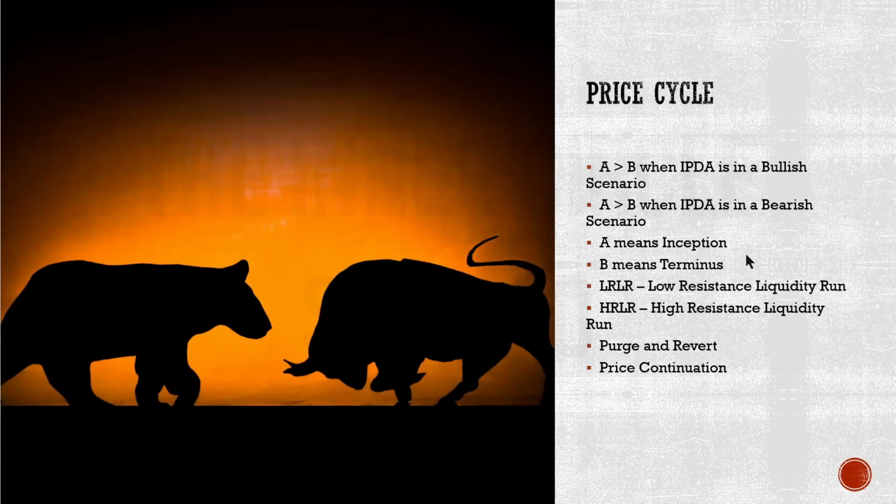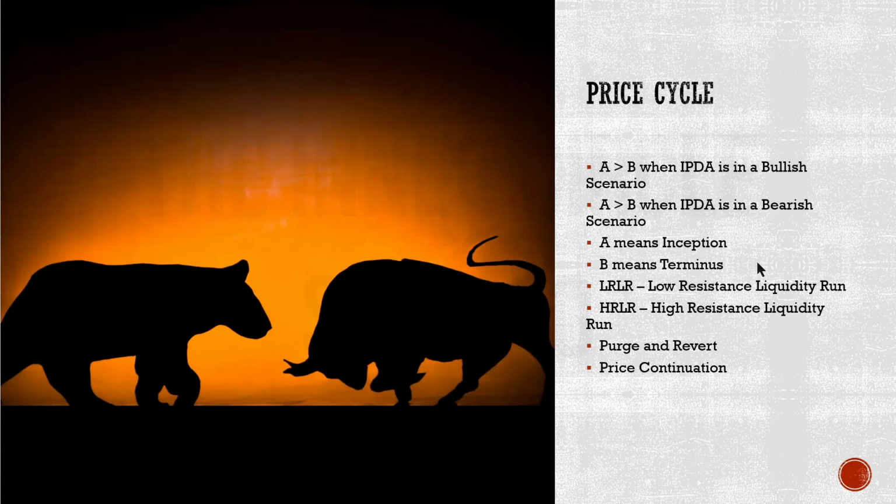For the price cycle, we will discuss how a price moves from A to B when IPDA, the interbank price delivery algorithm, is in a bullish scenario where the price is going up, and we want to find A and B and how we look at price in that scenario. Then the same thing in a bearish scenario, and here we already talked about A as an inception and B as a terminus. That price goes from inception to terminus.